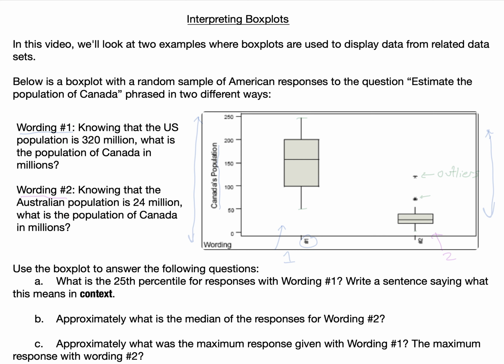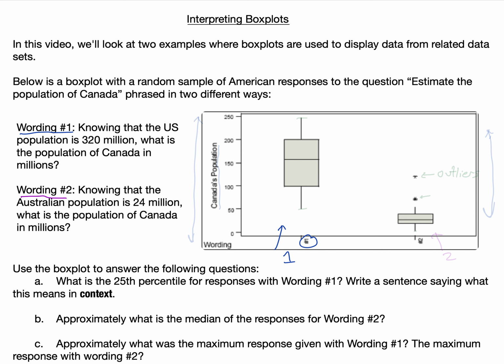But the question was phrased with two different wordings. With wording one, respondents were asked, knowing that the U.S. population is 320 million, estimate the population of Canada in millions. And so this first boxplot drawing is the response to wording one. So these are the responses to wording one.